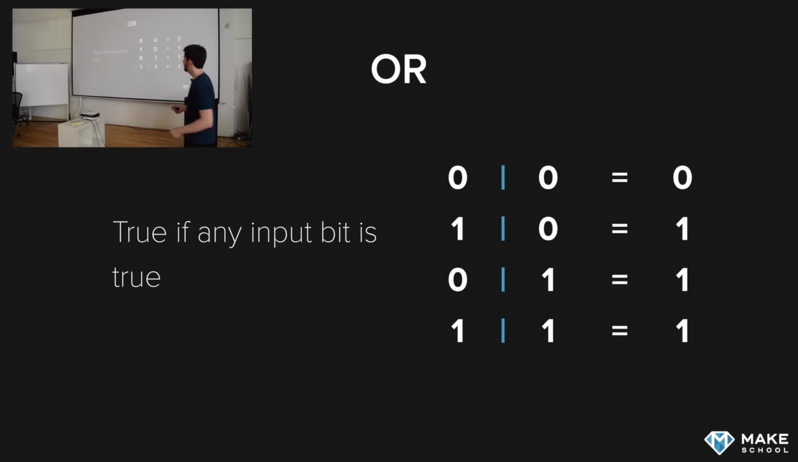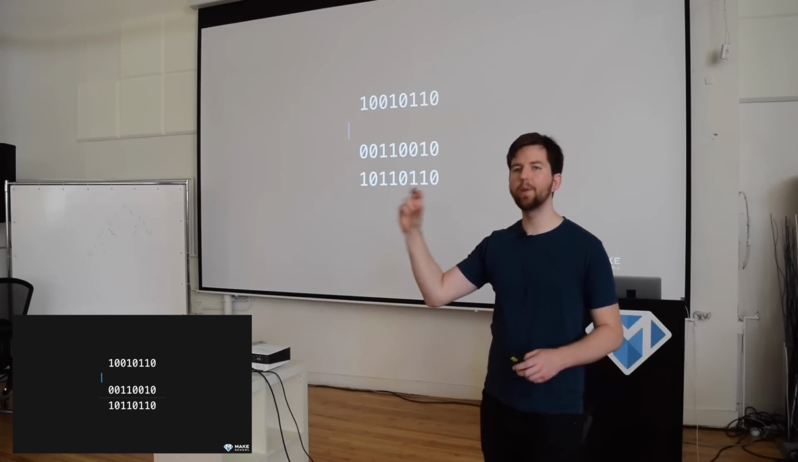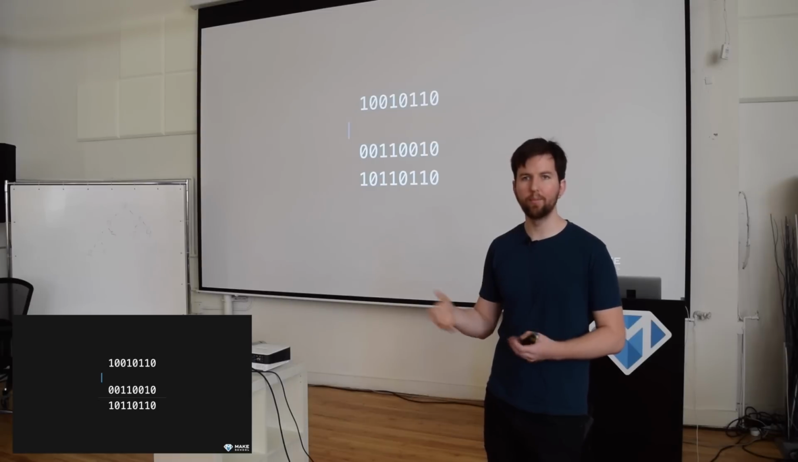So what about or? Or is true if any input bit is true. So 0 or 0 is 0, but 1 or 0 is 1, 0 or 1 is 1, 1 or 1 is 1. So that makes sense too. We're pretty used to or at this point. So what does it look like on the same 2 inputs? Well, 1 or 0 is 1, 0 or 0 is 0, 0 or 1 is 1, 1 or 1 is 1, etc. So again, we're going column by column and applying a bitwise or operation.